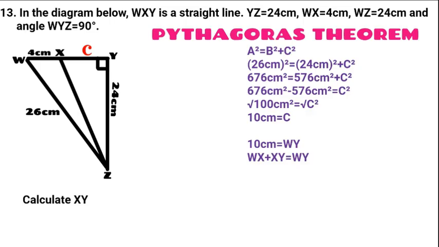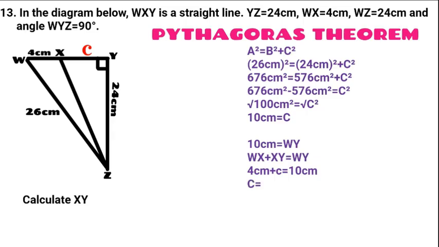Okay, so what is the value of wx? It is 4 centimeters, which I'm going to write there, and it will be added to the value of xy. Now xy is not given, but it is represented by c. So I'm going to write 4 centimeters plus c. Then the sum of those two distances is equal to wy, which is 10 centimeters.